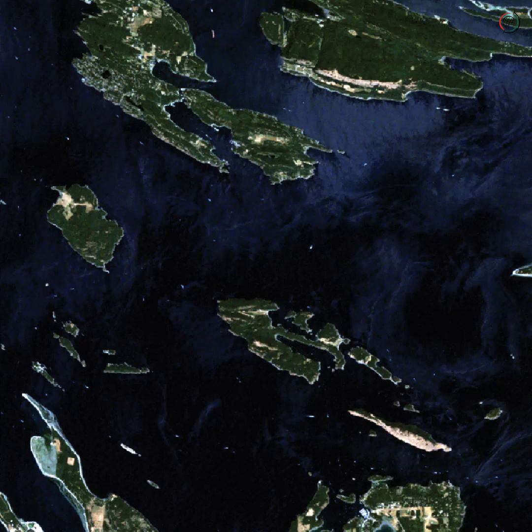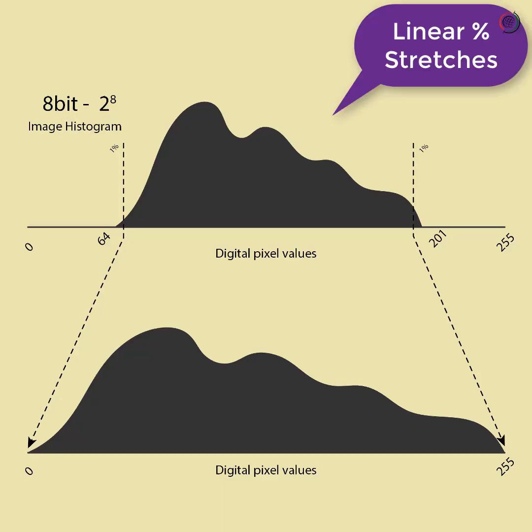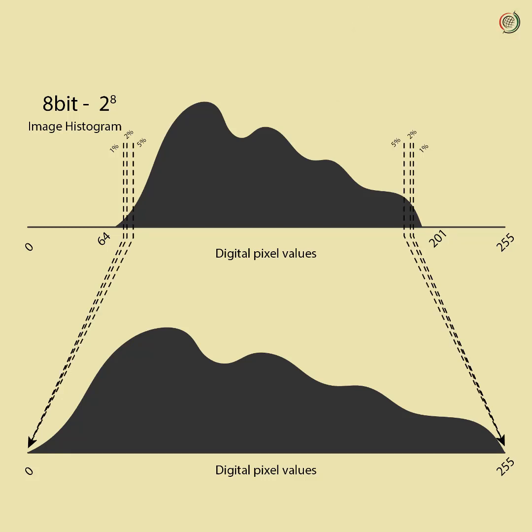There are a number of different linear stretches that we can apply. The most common ones are linear percent stretches, such as 1%, 2%, and 5%, which take the original image histogram values and take the percentage from each of the distribution tails. The higher the percentage stretch, the more contrast you see in the resulting image.